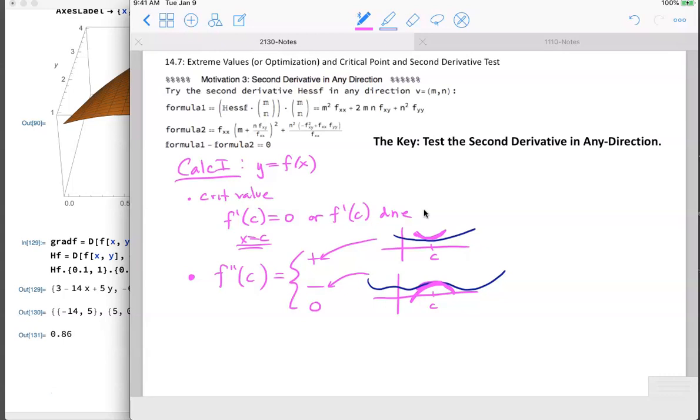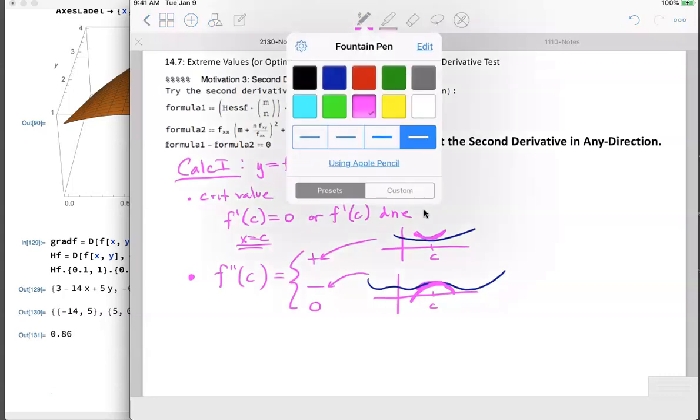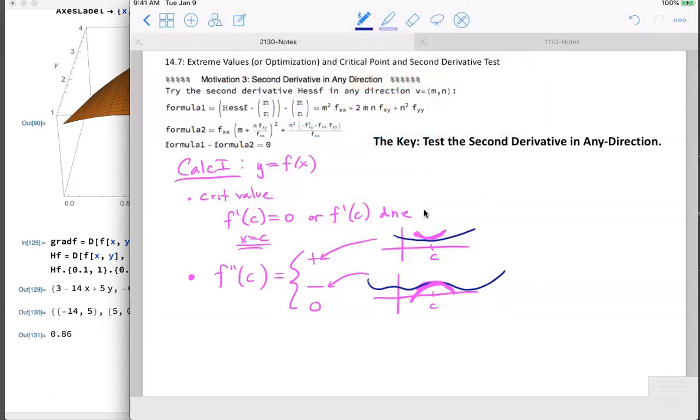Okay, so that's exactly what we need to do for Calculus 3, that we need to look at the second derivative. And the equivalent of the second derivative is the Hessian. Okay? And the Hessian is equal to the matrix of second partial derivatives. Okay? And then we want to see what happens in Calculus 3, where we don't just have a one-dimensional curve, but we have a surface.